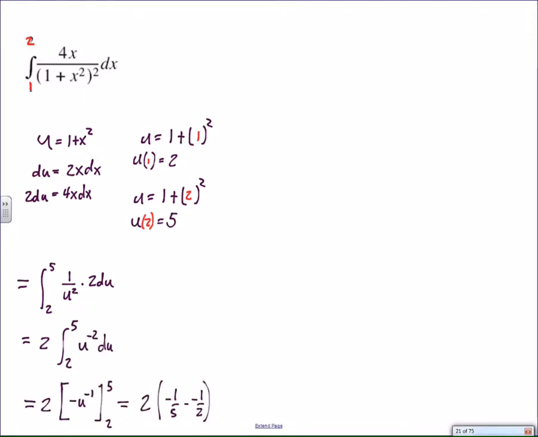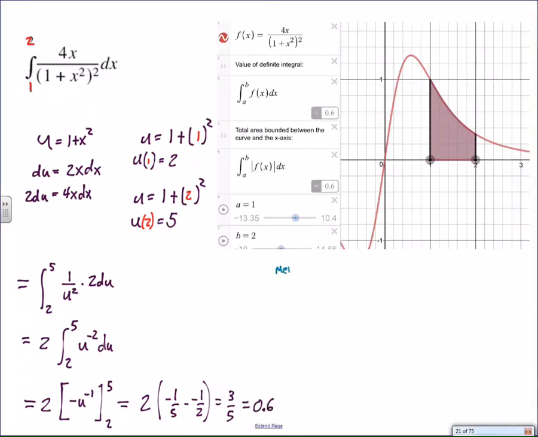And at this stage, we can put our u boundaries in the right spot. So that's actually really handy because I don't have to go back to the 1 and 2 anymore. When I do my calculations, I end up with 3/5, which is 0.6. Checking with Desmos, a definite integral, I also get 0.6 between the same boundaries, between 1 and 2, of the given function. So I feel really good about this. My u sub got me there, and it got me there in a nice, efficient way.